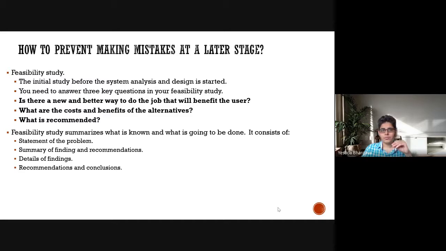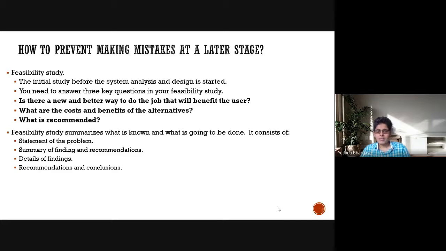So now that we know there are certain costs associated with mistakes at a later stage, how do we prevent it? It's a natural question that arises: how can we minimize mistakes in software development at a later stage? First of all, it is feasibility study. Whenever we are trying to develop a new solution, we have to study whether or not it is really required, how useful it is, how feasible it is to implement. Because in the long run, it will definitely save us lots of resources and time.